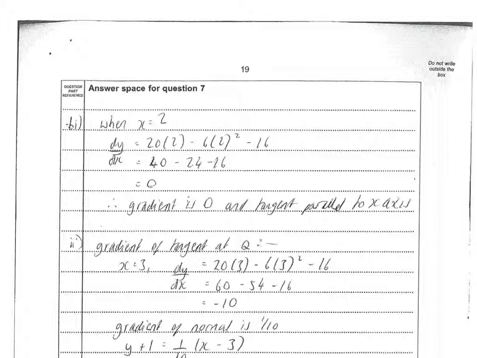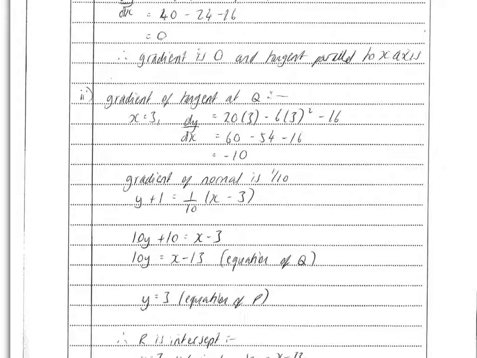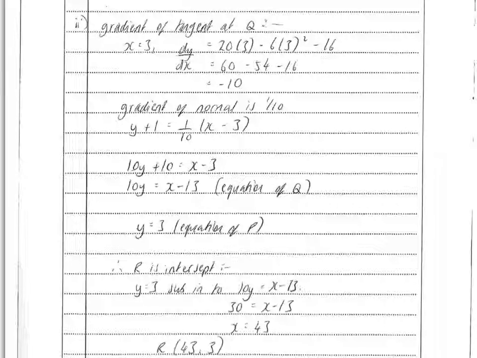To demonstrate that at x equals 2 the tangent is parallel to the x-axis, have a look at what they've done. The gradient is 0, and if it's 0, it's a flat horizontal line, which means it's parallel to the x-axis. In the final part of this question, quite a lot of work involved, as you can see. What we'll need to do is work out the equation of the normal at Q, and you can see the method they've employed to do that.